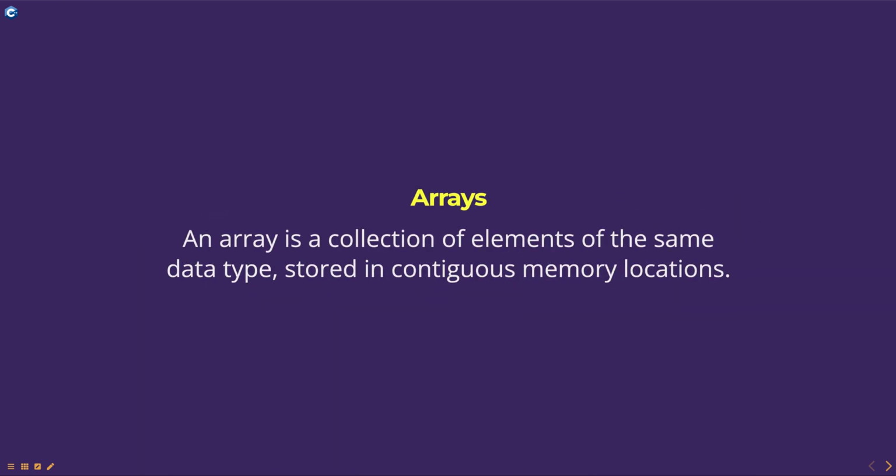In C++, an array is a collection of elements of the same data type, stored in continuous memory locations. Arrays can be one-dimensional, that is single row, or multi-dimensional, that is multiple rows and columns.